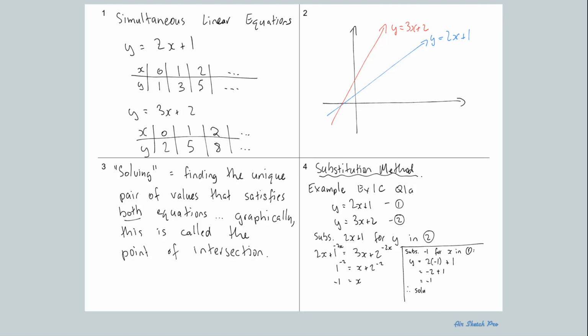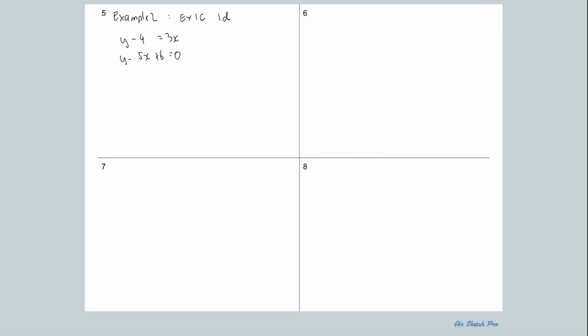Therefore, the solution is xy, we normally put x first, is equal to -1, -1. Okay, hope that makes sense. Let's have a look at one more example.